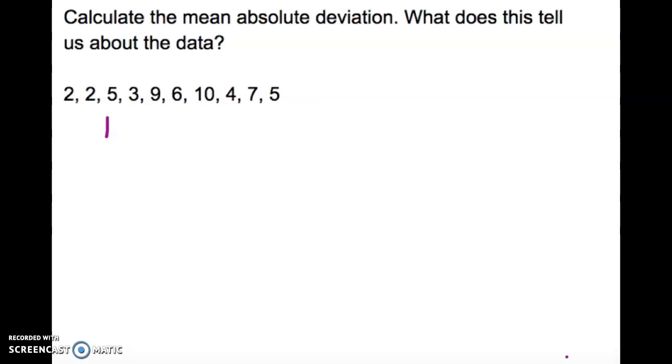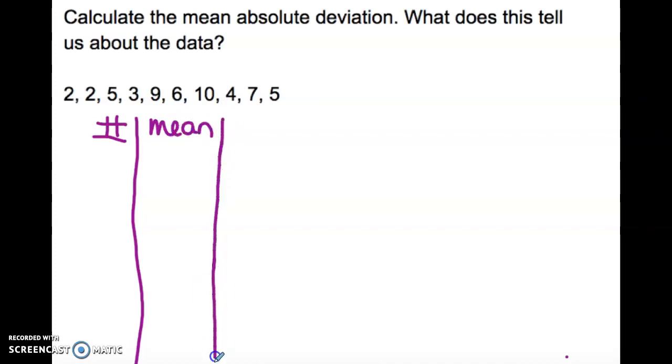I'm going to review mean absolute deviation with you. So here's our data set. First thing you want to do is set up that table to easily organize your information. So we want the data numbers, the mean, and then the distance from the data points to the mean.